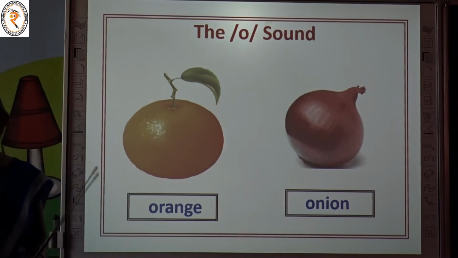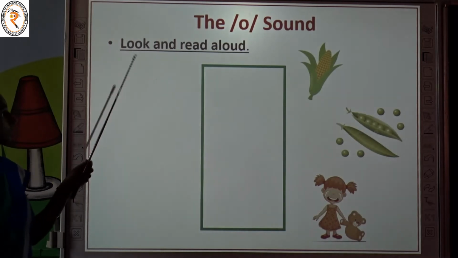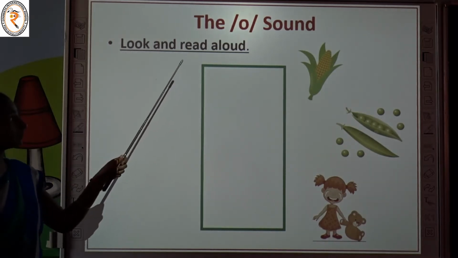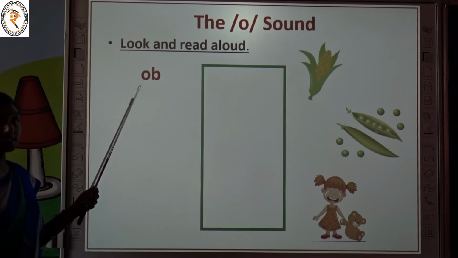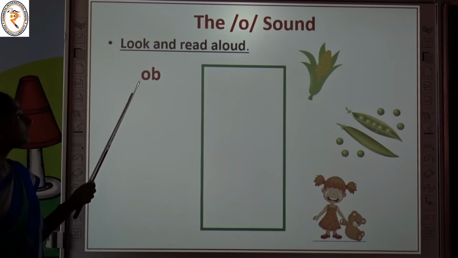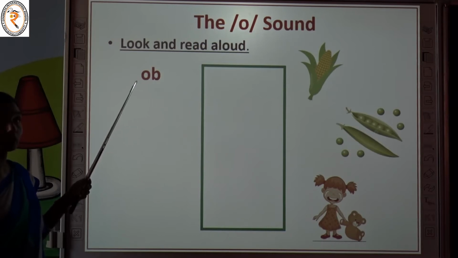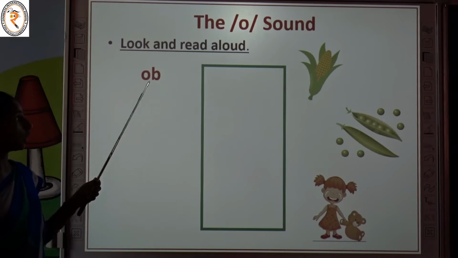Okay children, let's see some more examples. Now we are going to look at and read some words that end with the letters OB. Before that, let's pronounce the letters OB together. We have to pronounce the letters OB together as ob, because the sound of the letter O is o. B, ob.